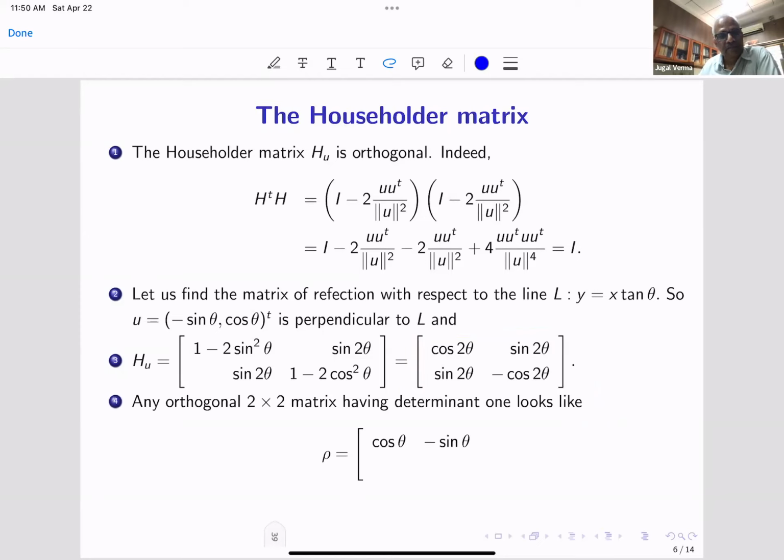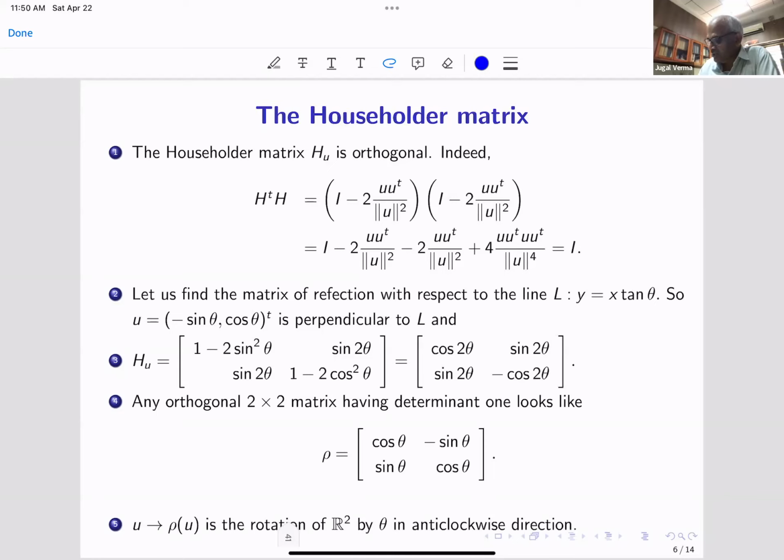But the orthogonal matrices of determinant one, you can check very easily, they look like this: cos theta, sine theta, minus sine theta, cos theta, because a 2x2 orthogonal matrix must have column vectors which are unit vectors and they are perpendicular. So I can write a unit vector in this way because of the trigonometric identity cos square theta plus sine square theta is one. And a vector which is perpendicular to this vector is either of this form or this form, sine theta and minus cos theta.